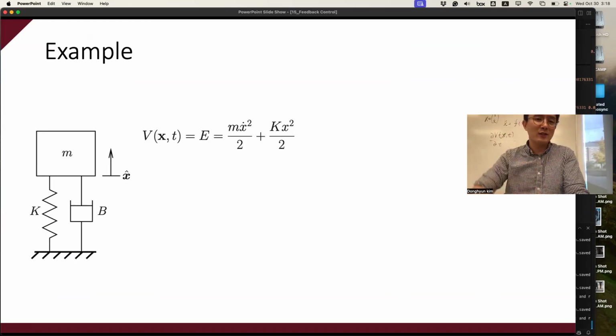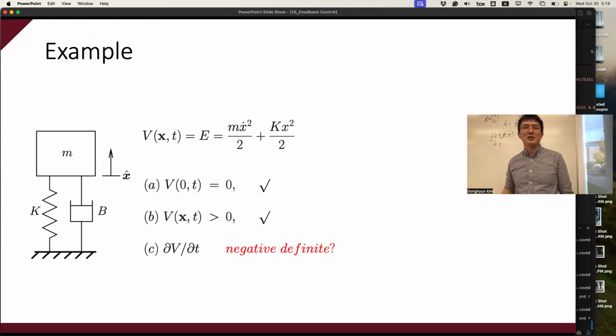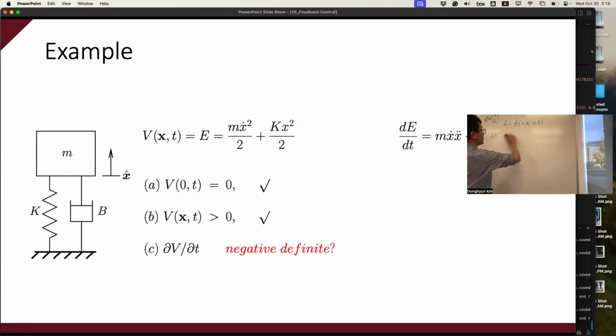And yeah, let's go back to the example. So let's say that this is our Lyapunov function. First question, is this 0 at the origin? Yes, right? Is this always positive other than the origin? Also true, right? So we already checked the two conditions. The last one we need to check is that the time derivative of this one is negative. So let's do this. The time derivative of this equation is m x dot x double dot plus k x x dot.